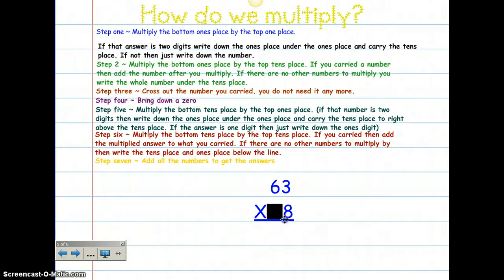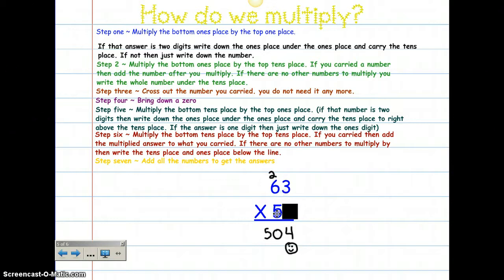So 8 times 3 is 24. I'm going to write down the 4 and I'm going to carry the 2. Now I'm going to do the bottom ones place by the top tens place. So 6 times 8 is 48 plus 2 is 50. Then I'm going to bring down my happy face 0 because he's happy to hold that place. And then I can scoot this over. And you can do this at home with a sticky note if this helps you.